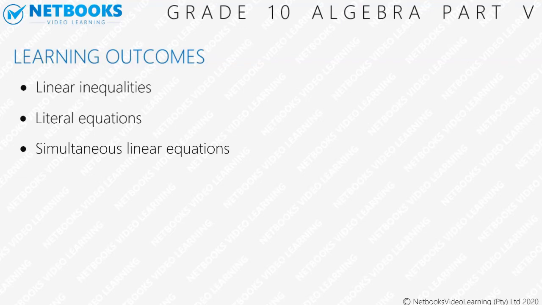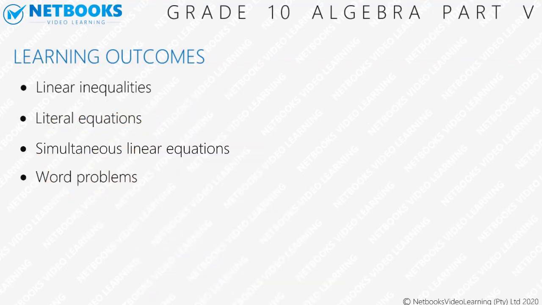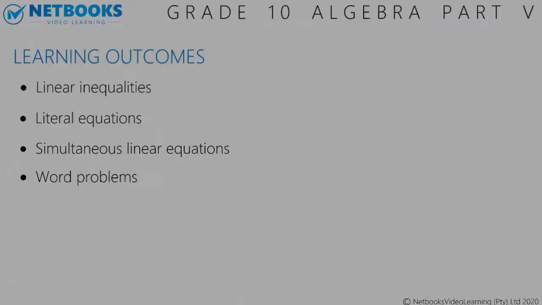The fourth and final learning outcome, again, requires special attention. Word problems. Understanding what to choose as the variable, and writing out other factors in terms of that variable, is the key skill that we will expose you to in this video. Let us begin.